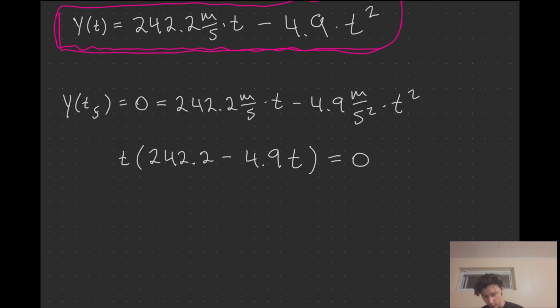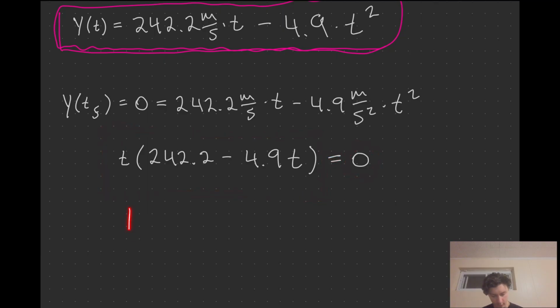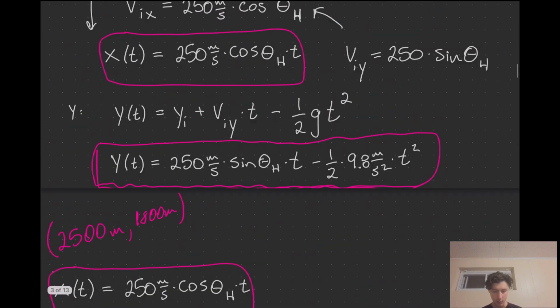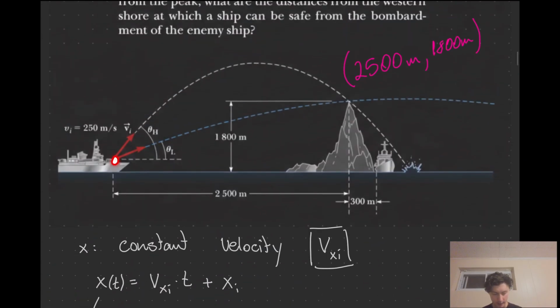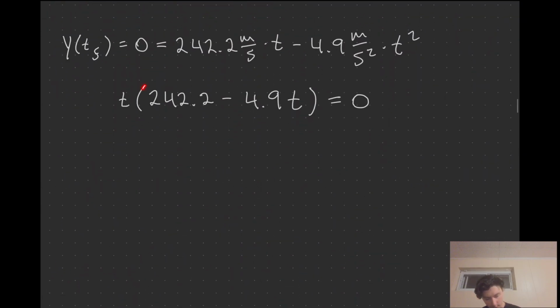So when is this entire equation equal to 0? It's equal to 0 when t is equal to 0, right here, which makes sense because y equals 0 at t equals 0, so that makes sense as a solution. But the other time it's equal to 0 is if this entire thing in the brackets equals 0. And when that equals 0, we see that 4.9t is equal to 242.2.